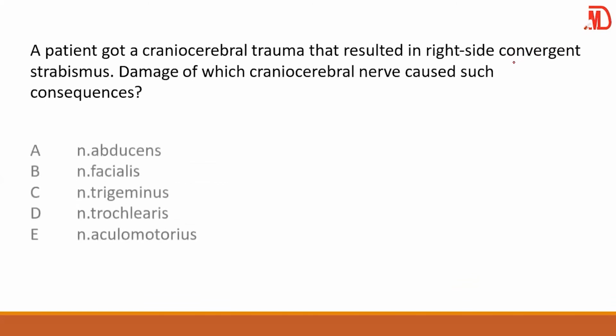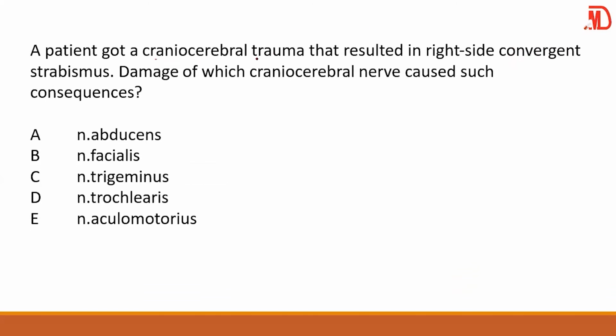A patient got a craniocerebral trauma that resulted in a right-sided convergent strabismus. Damage of which nerve has caused these consequences? So basically, when we talk about strabismus, it's a condition in which the eyes do not properly align with each other when looking at an object.